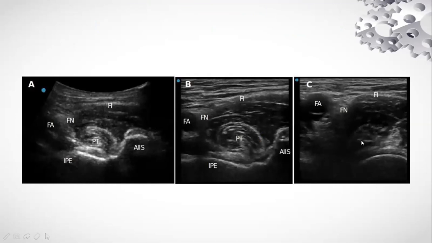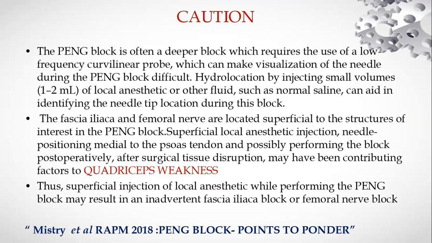We see that in these pictures, as we go a little bit more medially, if the probe is taken more medially, then the femoral artery and femoral nerve become much closer, and we'll see its importance as well. There were certain more follow-up letters to the editor. They found while practicing the Peng block that, because of its closeness to the femoral artery and the femoral nerve, in certain patients there was quadriceps weakness after the block, which was not expected and was also not reported in the original paper.